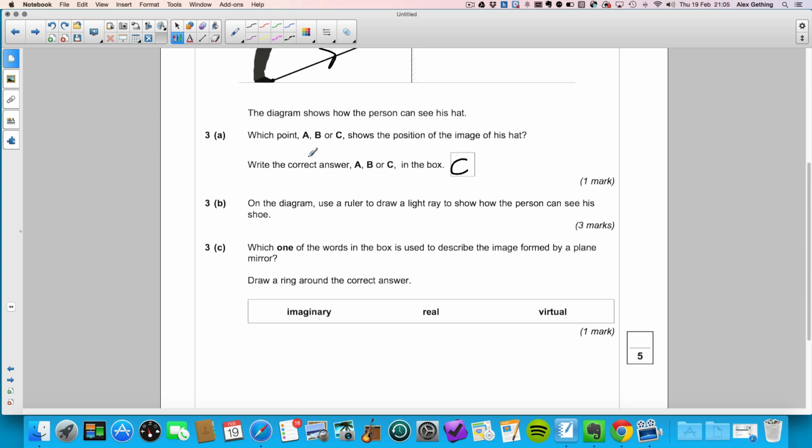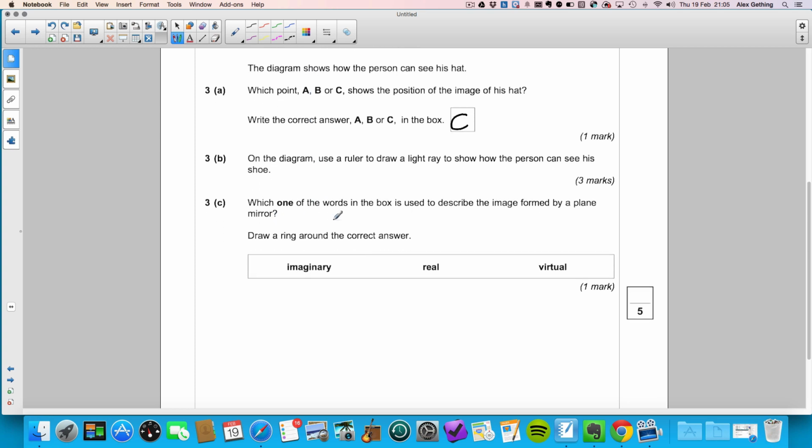Okay. 3 part C. Which one of the words in the box is used to describe the image formed by a plane mirror? Draw a ring around the correct answer. Is it imaginary, is it real, or is it virtual? And it is indeed virtual.